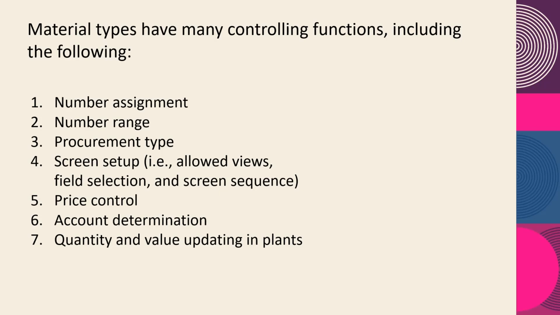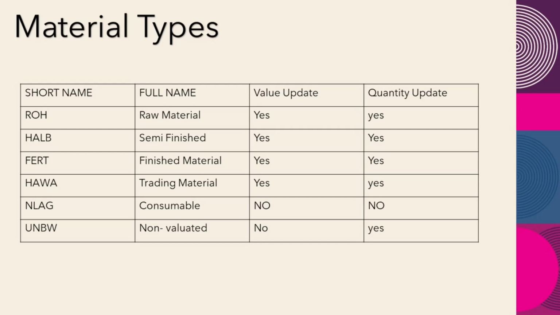Price control is a very important factor. If it's a raw material, then you will have the moving average. If it's a finished good, then you can have the standard price. That we'll see in the next slide. Then you have account determination, then quantity and value updating in the plants. Whenever we do any transaction, the material moves from one place to another, so the quantity also varies. That should be updated in the plants as well as its value. That we are also going to see.